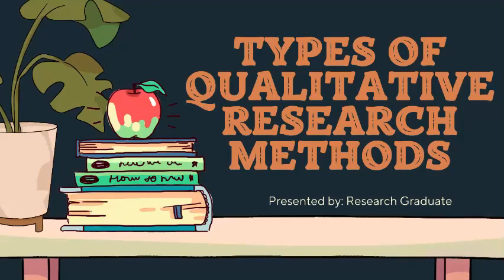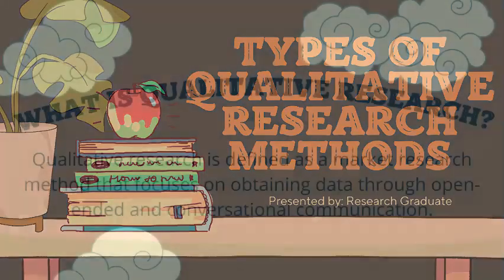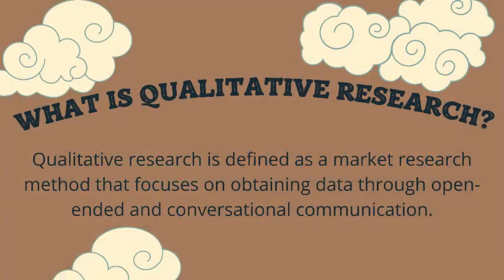Welcome back. Today we are here with a question, which is, what are the main types of qualitative research methods? What is qualitative research? Qualitative research is defined as a market research method that focuses on obtaining data through open-ended and conversational communication. This method is not only about what people think but also why they think so.